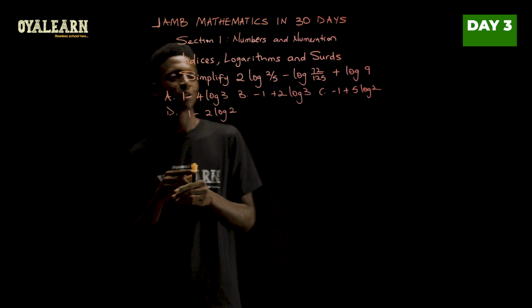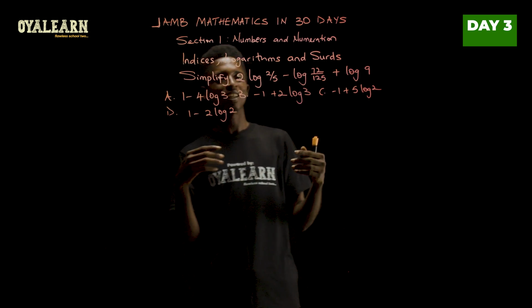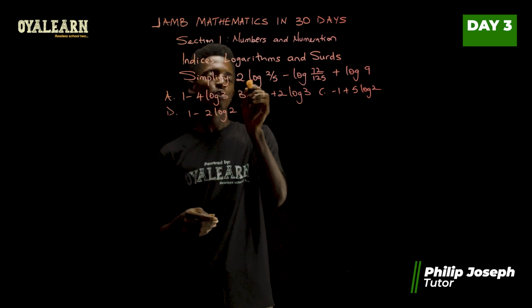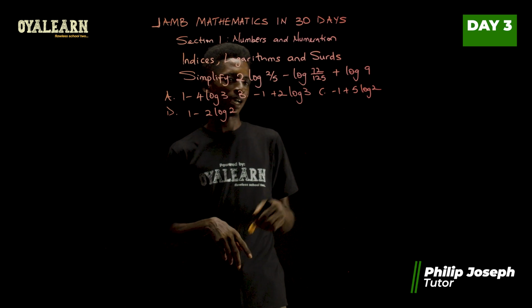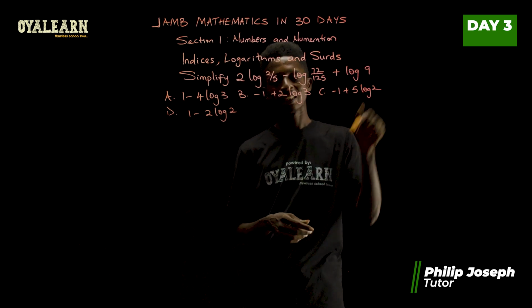Now in this question, you see that the base of the logarithms are not indicated. So in this question, you are going to take the base as 10. So we have simplified 2 log 2 over 5 minus log 72 over 125 plus log 9.